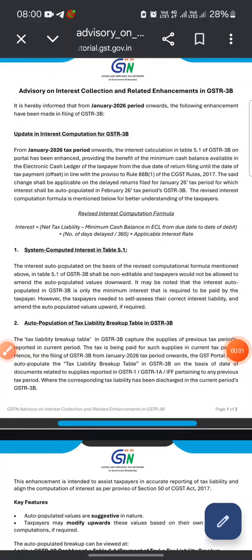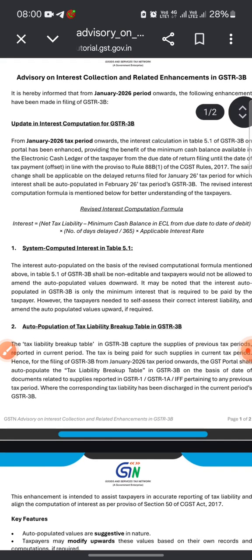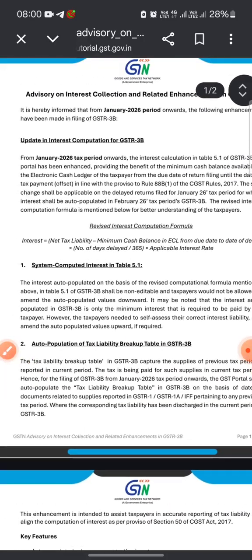Good morning, friends. Today we're going to discuss the advisory on interest collection and related enhancements in GSTR 3B. It is hereby informed that from the January 26 period onwards, the following enhancement has been made in filing GSTR 3B. Update in the interest computation for GSTR 3B.